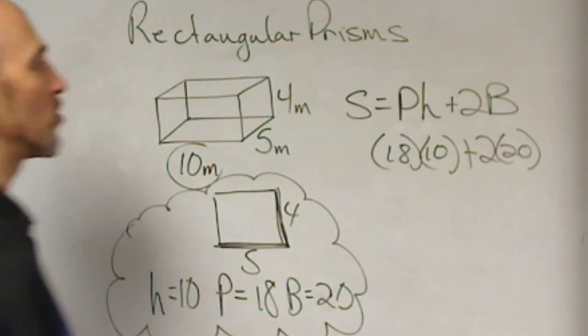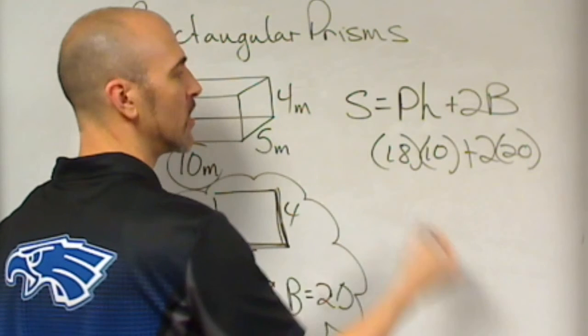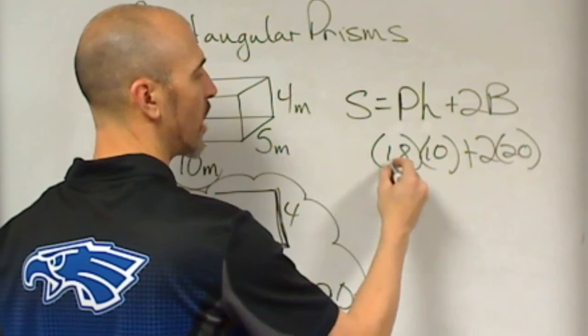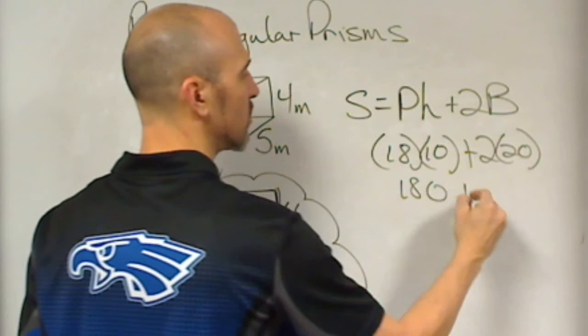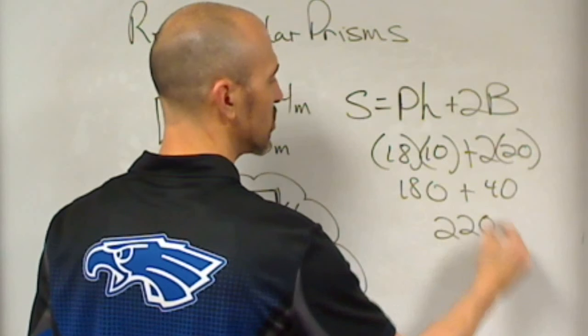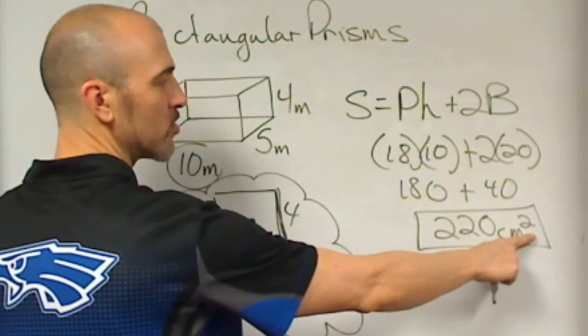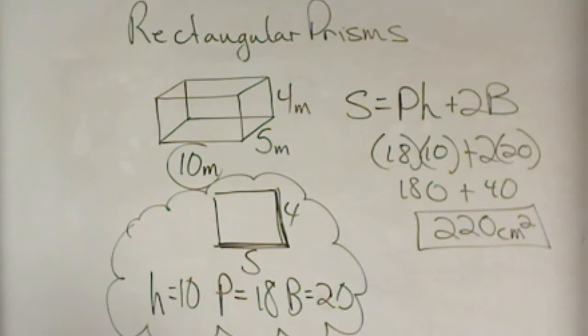Of course, at this point, everybody's going to put this in their calculator and hit enter. But I am just going to go ahead and work it out. 18 times 10 would be 180. 2 times 20 would be 40. So when you add them together, your answer is going to be 220 centimeters squared. Remember, area is a two-dimensional measurement, so it's centimeters squared.